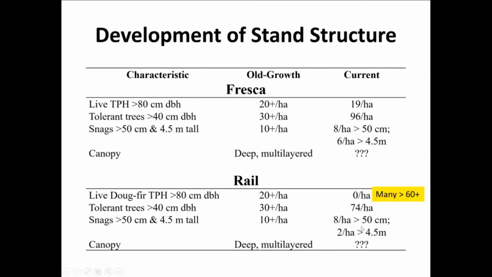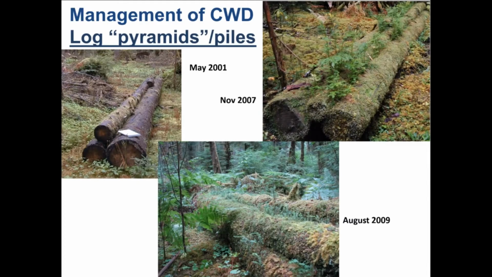Another stand, this Rail stand, the target's 20 for these largest trees, and we don't have any. But there are quite a few greater than 60 centimeters as opposed to the target of 80. So over time, I think we'll get there. But we certainly didn't get there in the 14 years, which is what these measurements were based on. We have many tolerant trees, a fair number of snags, but we're definitely not there yet with the larger trees.